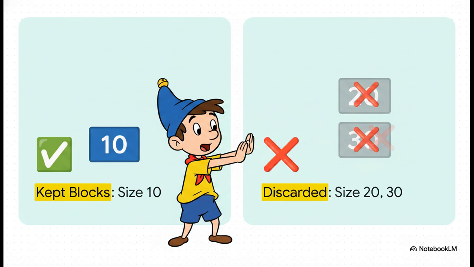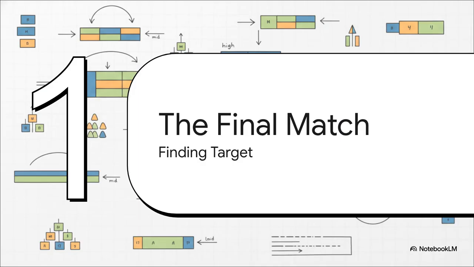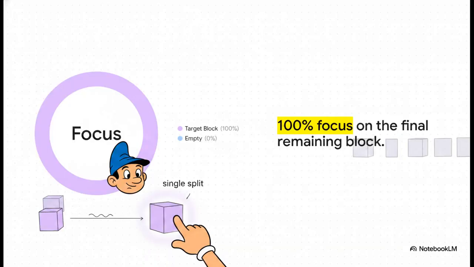Notice how the blocks we kept now only consist of size 10. The discarded blocks, 20 and 30, are totally gone. We eliminated them without even having to check block 30 individually. Now that is the pure magic of splitting things in half. And that brings us to the final match. We now have 100% focus on the final remaining block. Think about it. After just one single split in our puzzle, we only have one block left on the left side. What is the middle of one block? Well, it's just that block itself. So we direct our full attention right there.